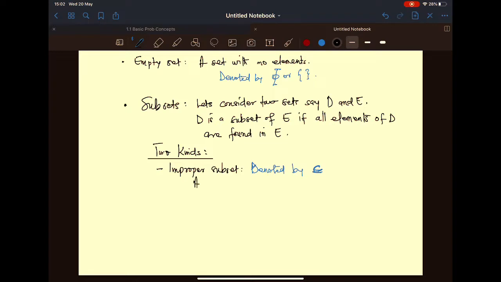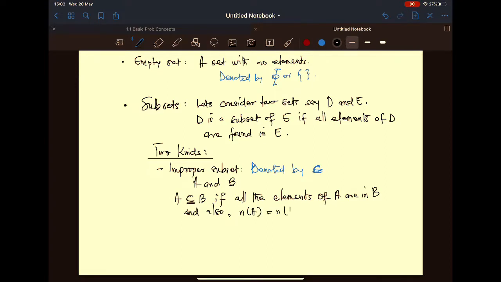Now let's consider two events A and B. A is an improper subset of B if all the elements of A are in B, and also the number of elements in A is equal to the number of elements in B. So there's this possibility that all the elements in A are in B. Then we consider A as an improper subset of B.